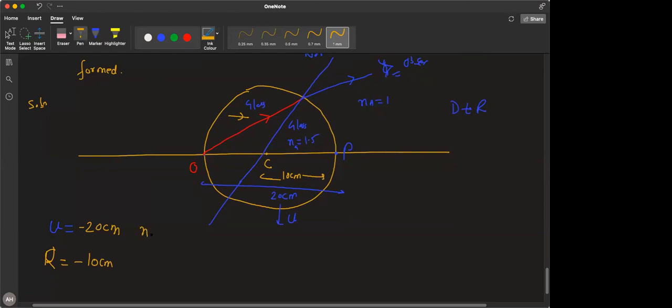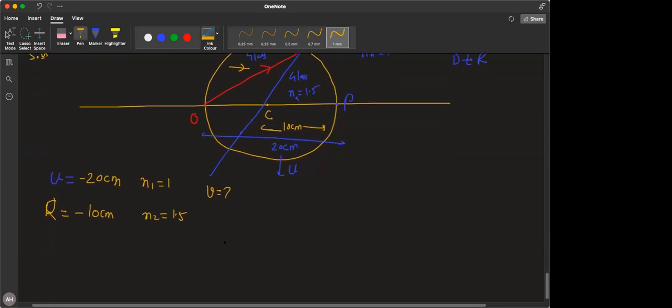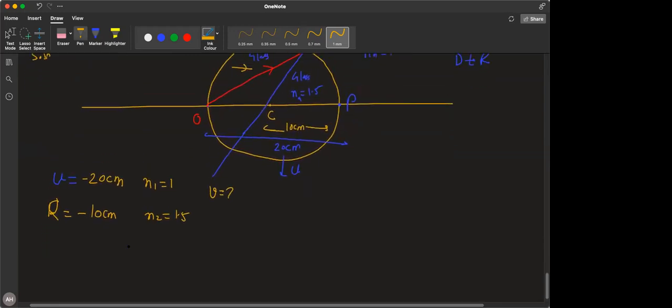N1 is 1. N2 is 1.5. Very good, Amalia. Amalia, what is the sign? Is it positive or negative? Amalia got the right answer. Now, the refraction is from denser to rarer.